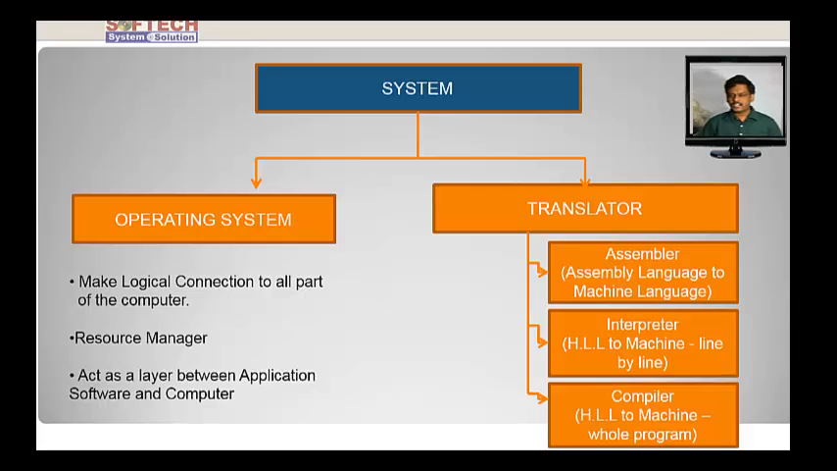But a compiler reads the whole program, then stores it into main memory. So it requires more memory. If the computer has more memory, the compiler is suitable. If the computer has low memory, the interpreter is suitable. But both interpreter and compiler do the same work. That is, they convert high level language into machine language.